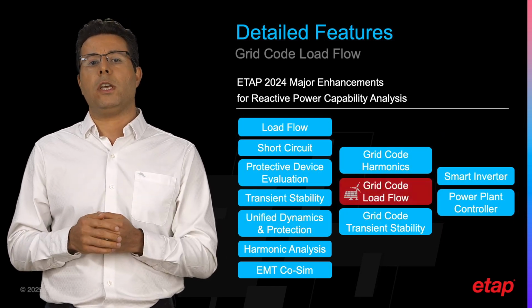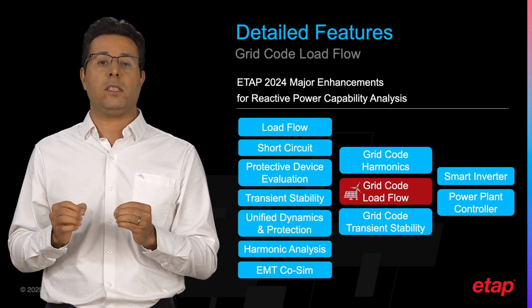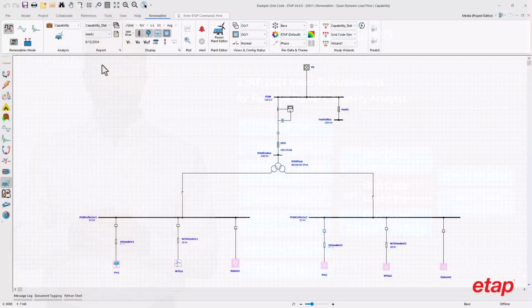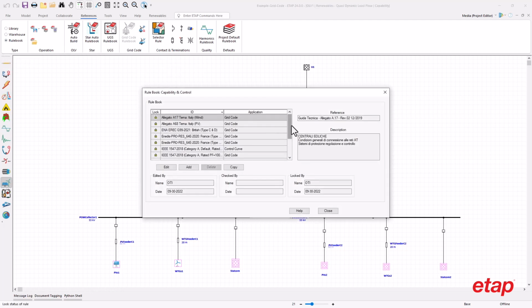In this demonstration, we will focus on the ETAP 2024 major enhancements for reactive power capability analysis. In the ETAP Capability and Control Rulebook, you can find many international grid code rules, and ETAP is continuously adding to these rulebooks to cover more regions. Users can also add their own rules to the rulebook.